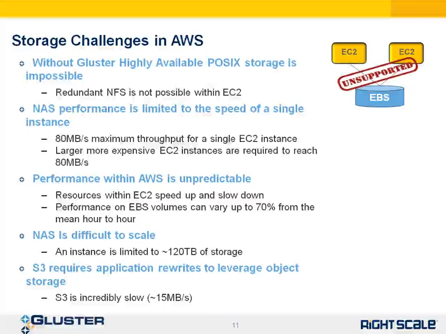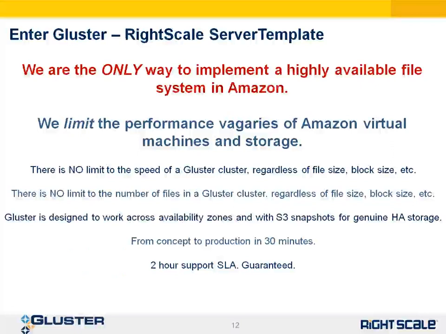NAS within AWS is also incredibly difficult to scale. There's a physical limit of 120 terabytes that you can connect to a single EC2 instance, but it would be completely unusable at that scale through a single instance. So to get larger than that, you need S3, but again, your performance is terrible, and you would need to rewrite your applications to leverage the HTTP get-put type interface instead of the normal storage.